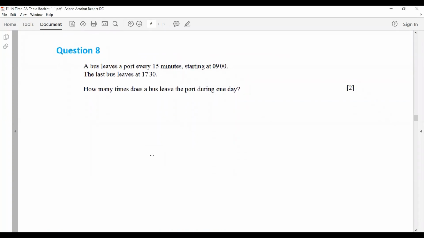A bus leaves a port every 15 minutes starting at 9. The last bus leaves at 17:30. How many times does a bus leave the port during the day? Okay, so that seems a bit tricky, but all you need to know is to calculate the total time or the duration, the operation of the bus, right? Which is from 9 to 17:30 or 5:30 p.m. And then divide that by a quarter, because this is a quarter or 0.25 hour, right?